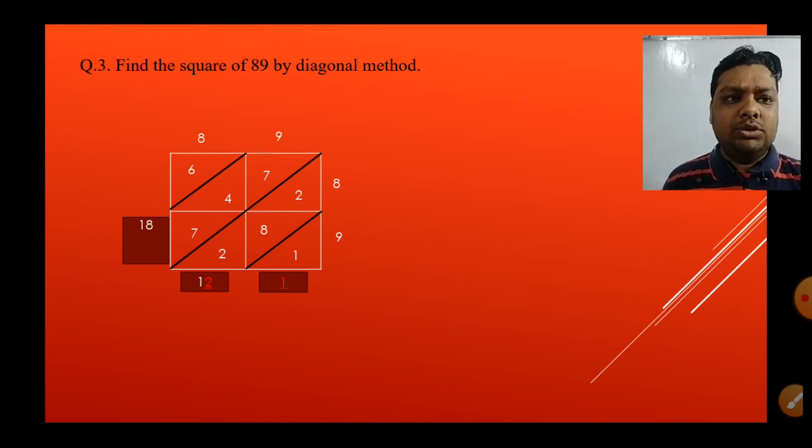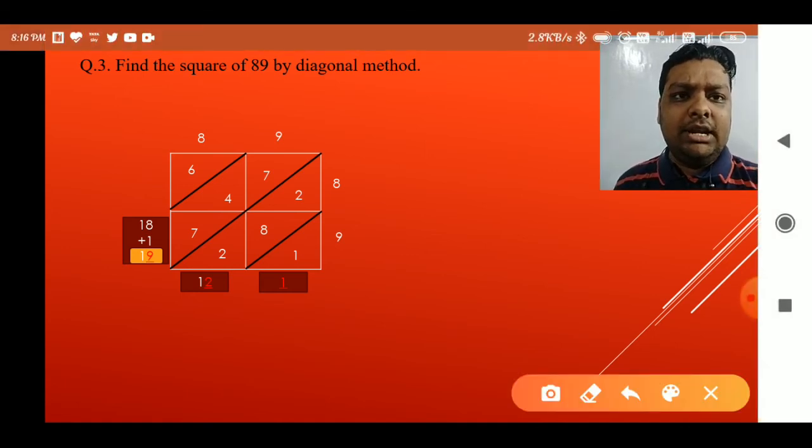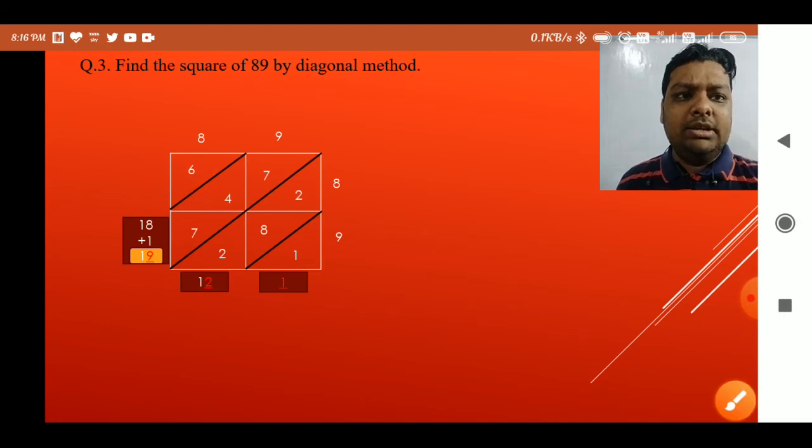It means 1. So we will add 18 plus 1. Then we will get 19. Then 9 we will underline and again 1 will forward to the next sum. Now next sum you can see that here only 6. So 6 it means 6 we will write.